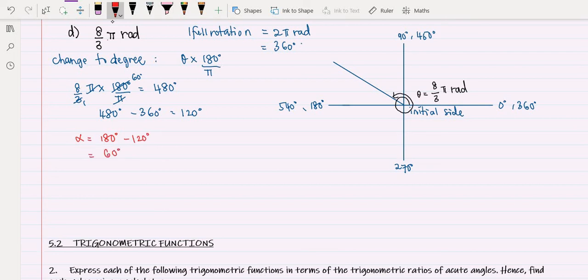To change it back to radian, what I have to use is this formula, theta times pi divided by 180 degrees. So I take 60 degrees times pi divided by 180 degrees. That will give me pi over 3 radian, and I just need to label that in our diagram. Alpha is pi over 3 radian, and that is the complete solution for our question 1.